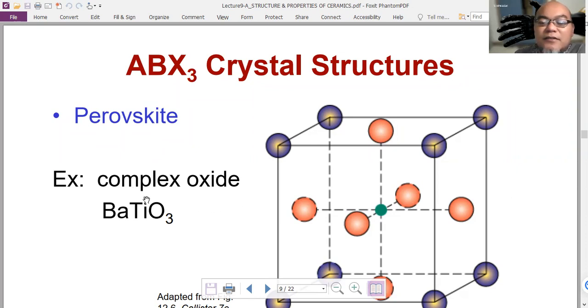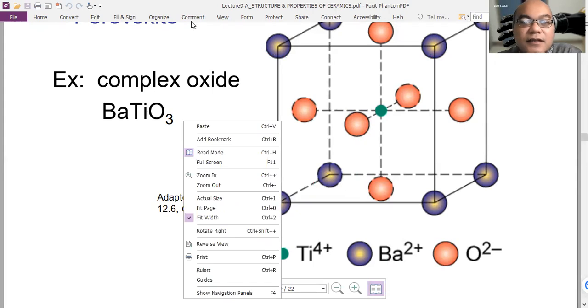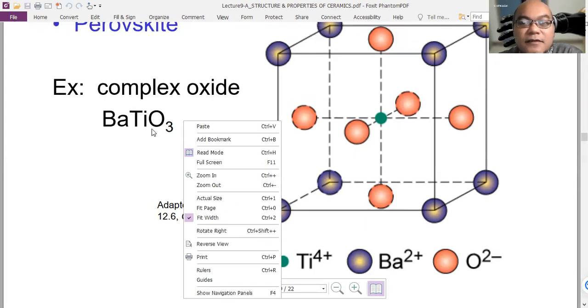For example, a complex oxide of barium titanate. In barium titanate, the barium itself releases two electrons and becomes a barium 2+ cation. Titanium is releasing four electrons and becomes 4+, while oxygen captures two electrons each, so it becomes 2 O2-. So if we see here, annotate.